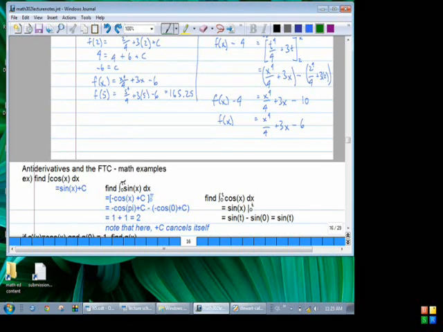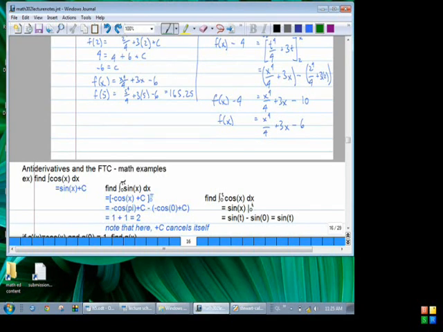And then the third one, I've given another example. Find the integral from 0 to t of cosine x dx. The first thing you need to do is find the antiderivative of cos x, which is sine x, and then you evaluate it from 0 to t.